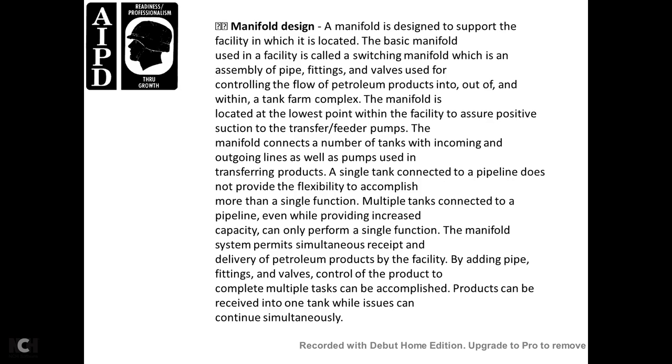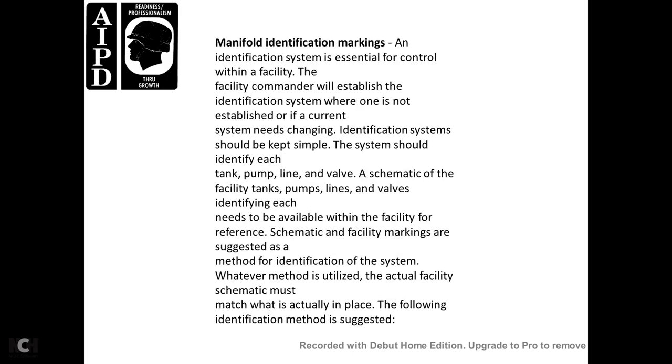A single tank connected to the pipeline does not provide the flexibility to accomplish more than a single function. Multiple tanks connected to the pipeline, even while providing an increase in capacity, can only perform a single function. The manifold permits the facility to simultaneously receive deliveries of petroleum products. By adding pipe fittings and valves to control the product, multiple tasks can be accomplished. Products can be received into one tank while issuing continues simultaneously.